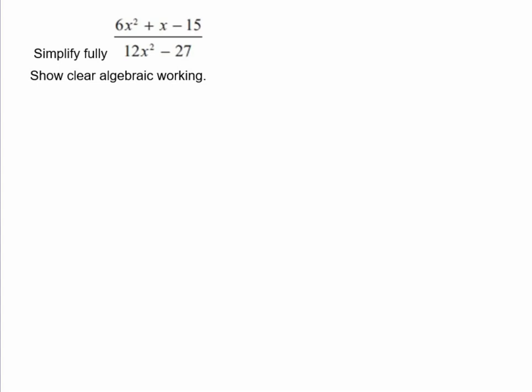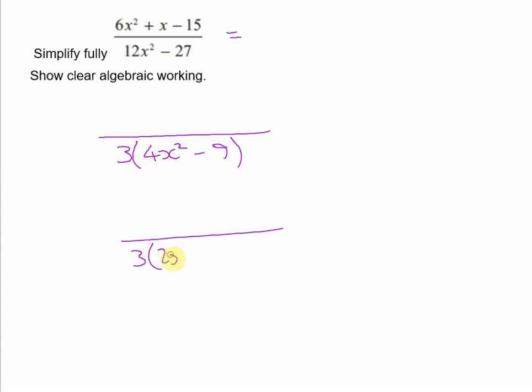But it is. It's dots in disguise, and I know that because if I look at the denominator, I'm actually going to do it down here. I've got a highest common factor of 3. When I do that, it unveils dots in disguise. So I'm going to do that first. 2x plus 3, 2x minus 3.